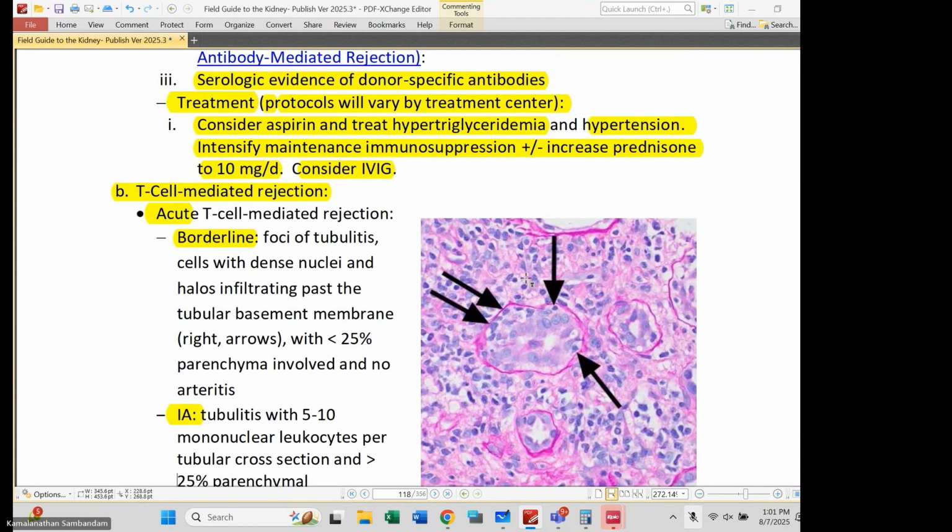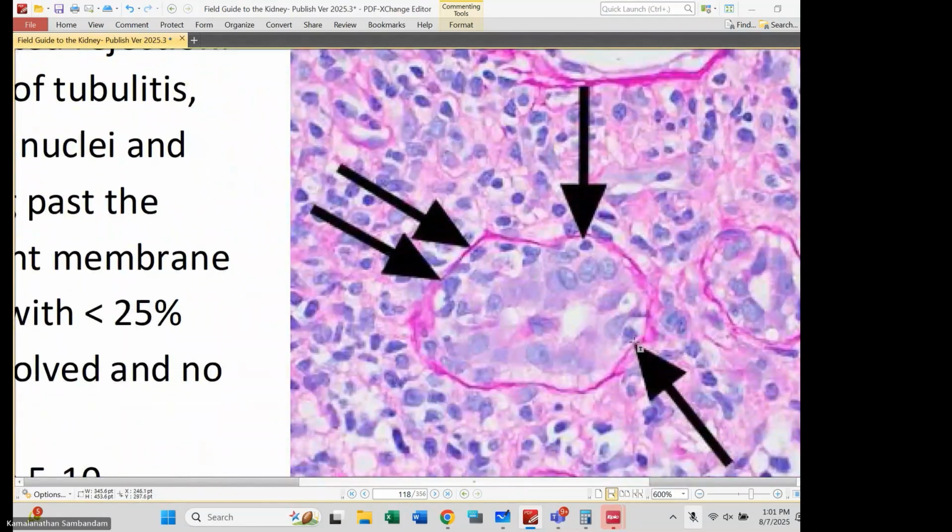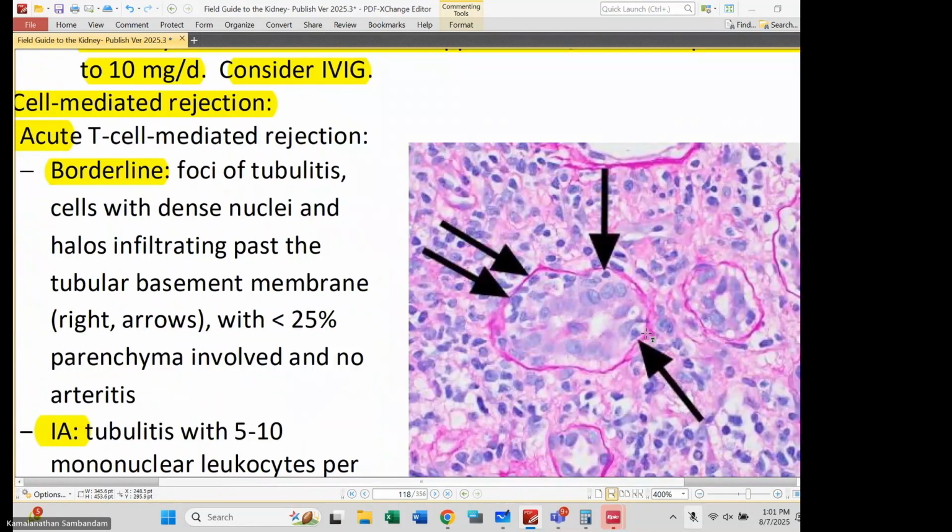Okay, what is tubulitis first? Tubulitis took me a while to sort of get my mind's eye tuned to this. Okay, you have to be able to recognize a tubule. Okay, here is a PAS stain. Here's an epithelium. This is a tubule as well.